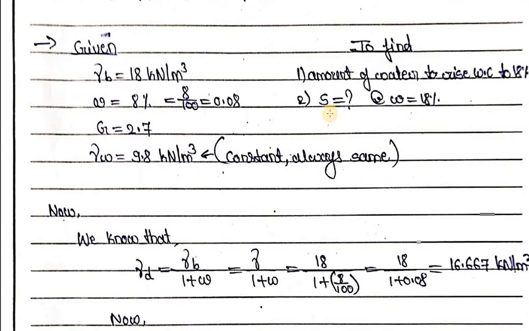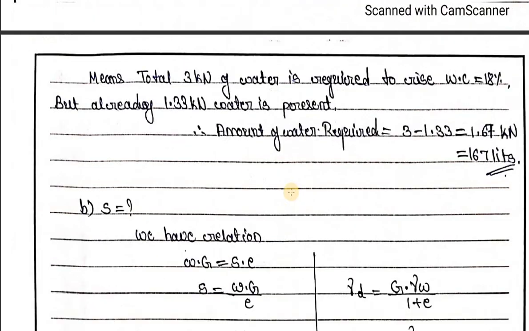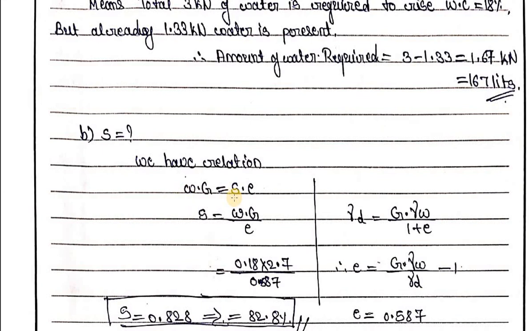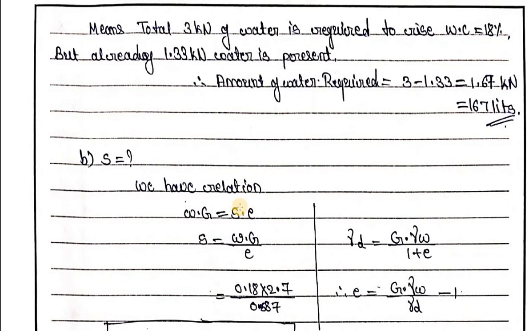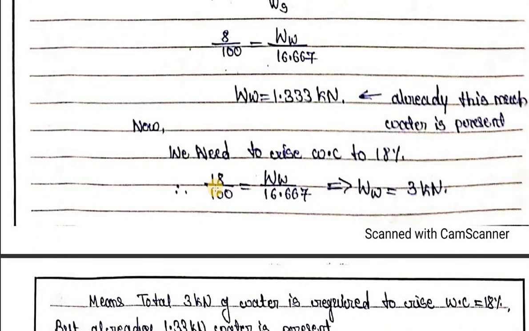Further, they have asked what is the degree of saturation at this particular water content. It is very simple. We have that relation w into G is equal to e into S. Based on this relation, we calculate the degree of saturation. At this water content, degree of saturation is 82.8%. You can just go through this particular problem. It is a little bit trickier one and it is from competitive exams.